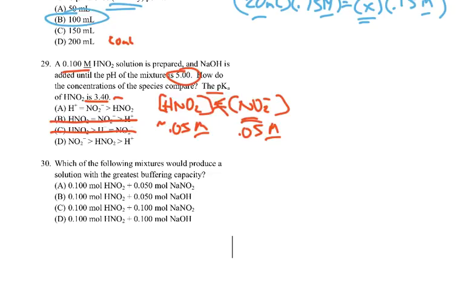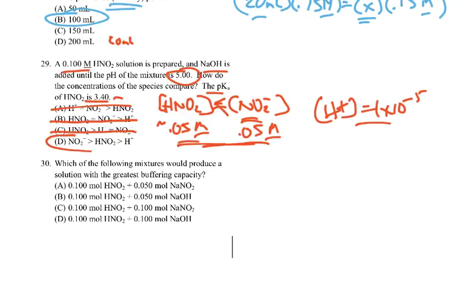So it might be something on the order of 0.05 molar, and this might be 0.05 molar, something on that order. And if the pH is 5, then we know that the H plus concentration is 1 times 10 to the negative 5. And that's definitely small. So we know that these two numbers are going to be greater than the H plus. So we can eliminate A, and we know that D must be our answer.